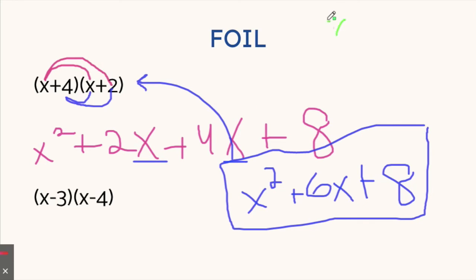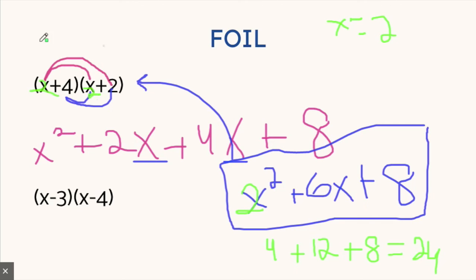Let's say x was 2. If I plug 2 in here, I get 2 to the second power, which is 4. 6 times 2 is 12, and plus 8 is equal to 8 plus 12 is 20, plus 4, 24. And if I plug 2 in here, order of operations, first 2 plus 4, which is 6, and 2 plus 2, which is 4. And when you multiply them, 6 times 4, you get 24, which is the same answer.